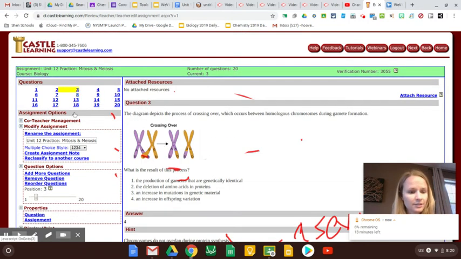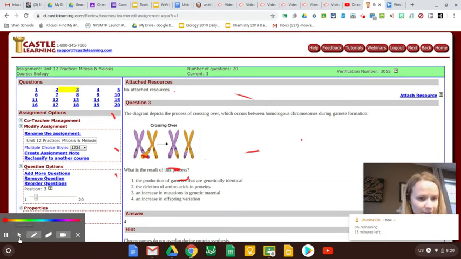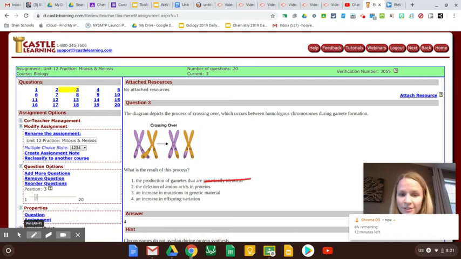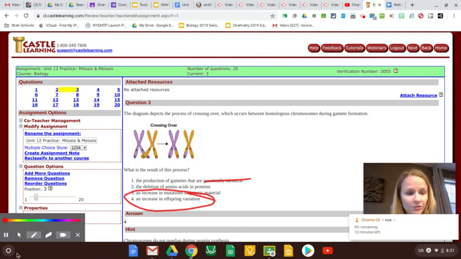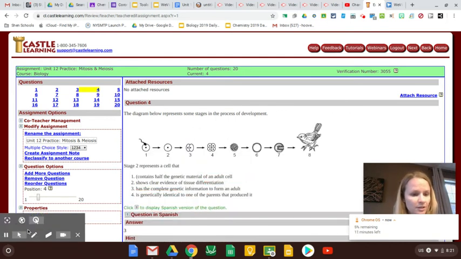Question three. Here's a crossing over question. What is the result of this process? Not genetically identical. Crossing over is what makes it even more scrambled, the genetics. So we want an increase in variation. That's the whole point of crossing over. All right, next question.